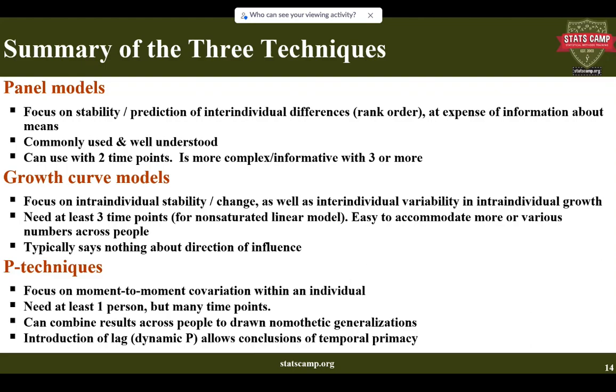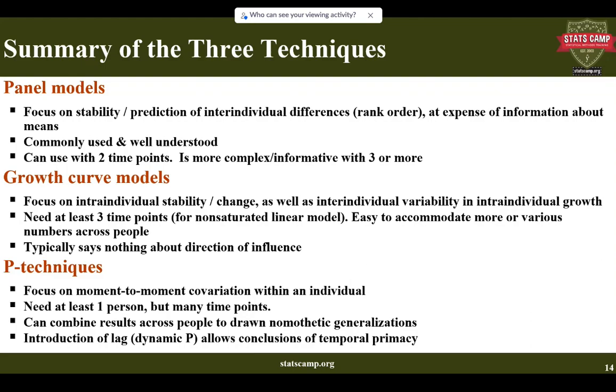Growth curves typically start coming into play when you have 3 or more time points, and you're focusing on the between-person differences and within-person changes, but it doesn't say anything about the direction of influence. So quite often, when you're doing a longitudinal analysis, you'll probably do both a panel model, to answer research question 1 about the directionality of the influence, right? That's where those cross-lagged paths come into play.